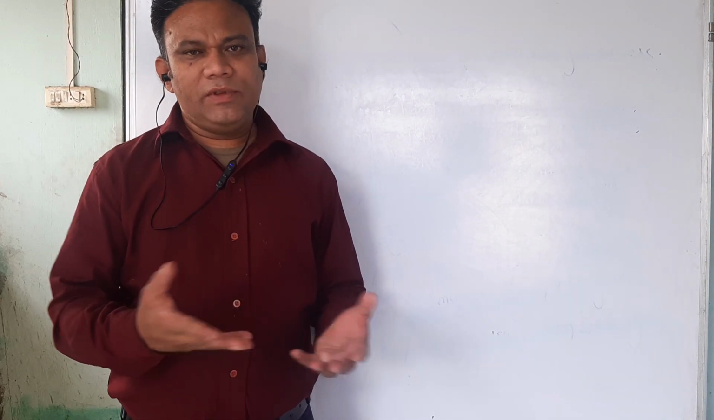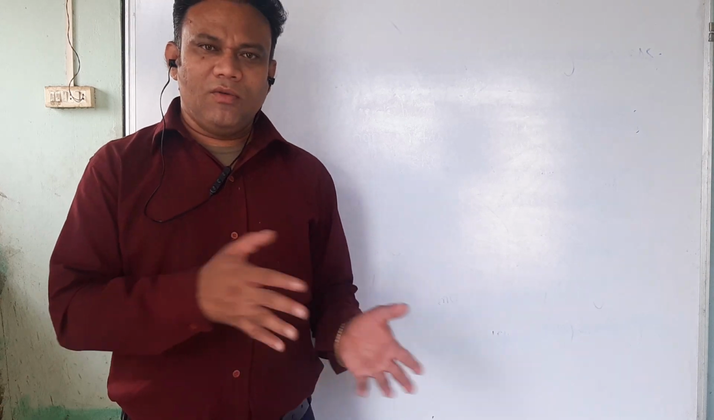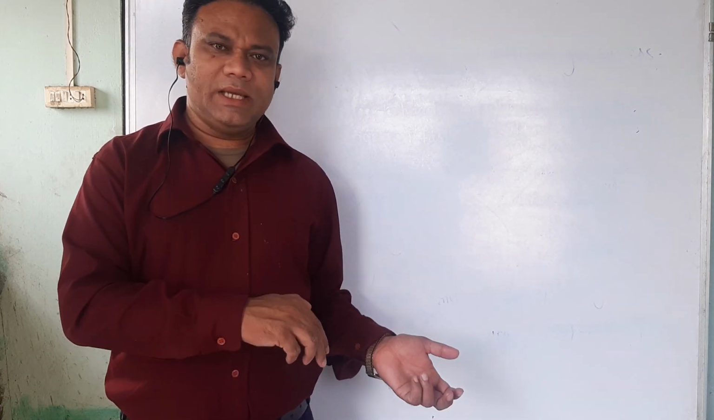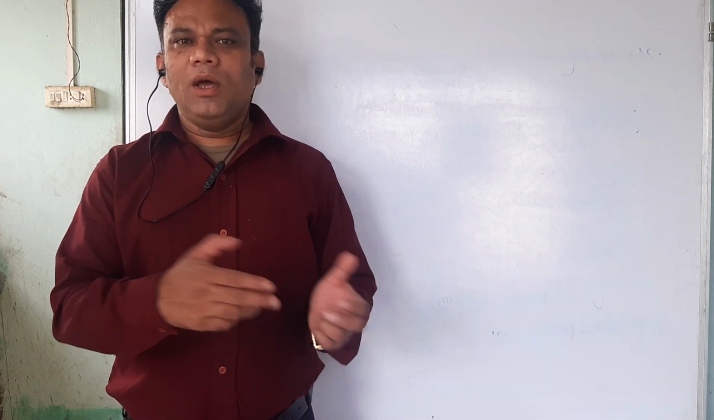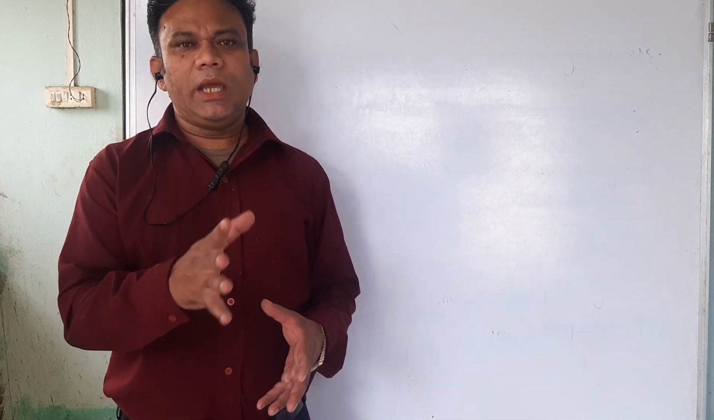For example, if the verb is, its negative will be is not. Was, was not. Were, were not. Will, will not. Can, cannot. Could, could not. So, if it is a helping verb, then it is very easy to convert it into negative.